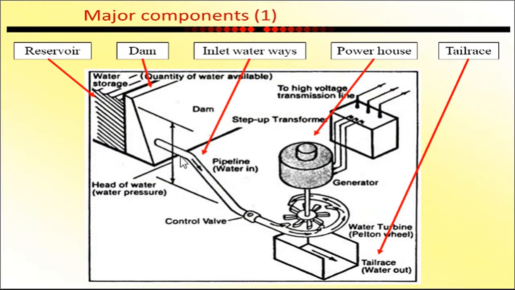Now, what are the major components of a hydroelectric power plant? The reservoir, which holds water storage, that is the quantity of water available. Then the dam, so this is the head of water, the difference between head race and tail race. This is the inlet waterway. Then this is the powerhouse. This is the tail race. This is the head race. Then here it is the control valve. This is the turbine and this is the generator.